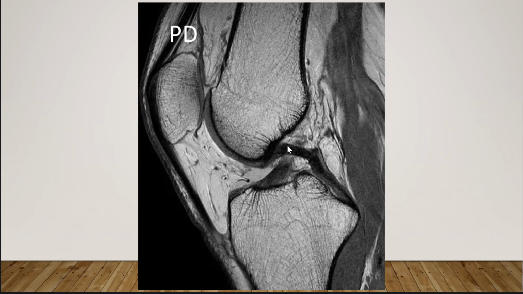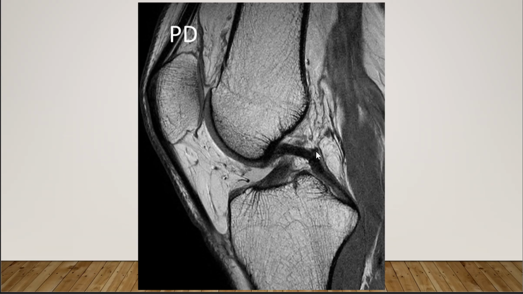And we see here the posterior cruciate ligament, and this is part of the anterior cruciate ligament. The posterior cruciate ligament extends from the medial femoral condyle to the posterior intercondylar space of the tibial plateau, and its function is to resist the anterior translation of the femur. But we see something else.